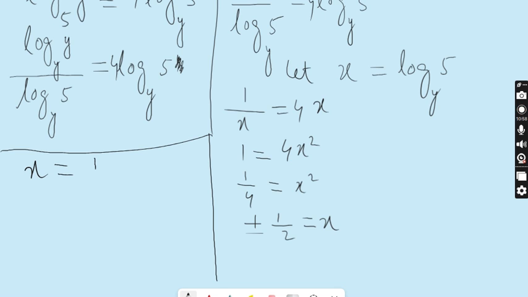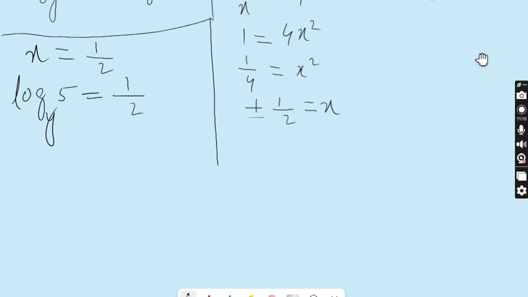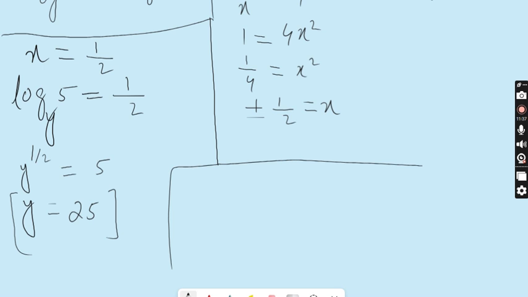x is equal to 1 upon 2. x is what? Log y 5 is equal to 1 upon 2. So convert this logarithm into index form. So this will be y to the power half is equal to 5. Squaring on both sides, you will get y is equal to 5 square, 25. This is the first answer of y.